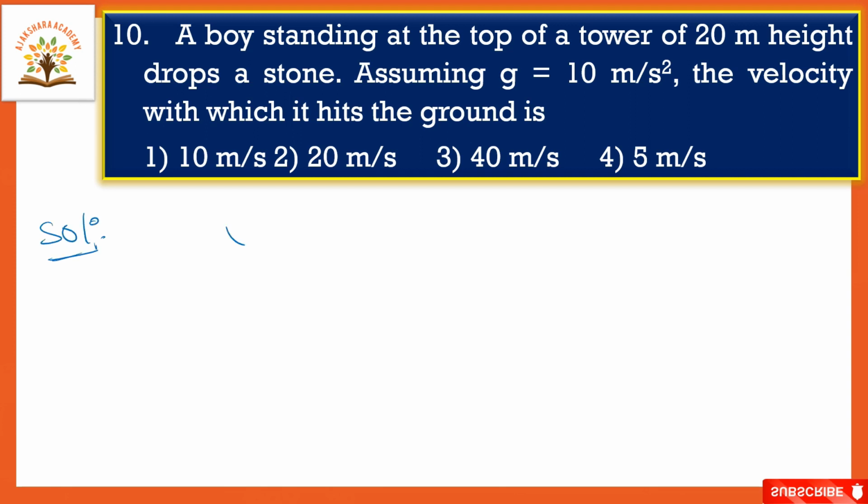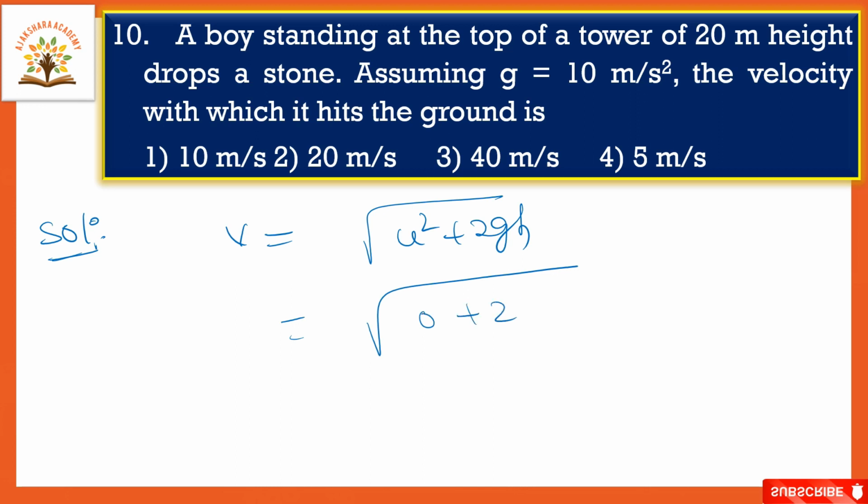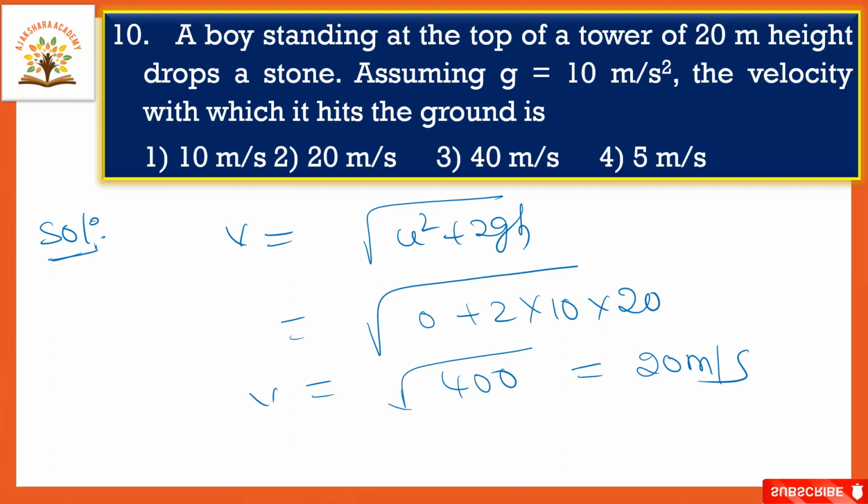Here velocity v is equal to square root of u square plus 2gh, that is equal to u is 0 plus 2 into g 10, h value they have given as 20. So that is equal to 20 into 2, 40, 40 into 10, 400. So root of 400 we are getting 20 meters per second. So therefore the velocity with which it hits the ground v is equal to 20 meters per second.